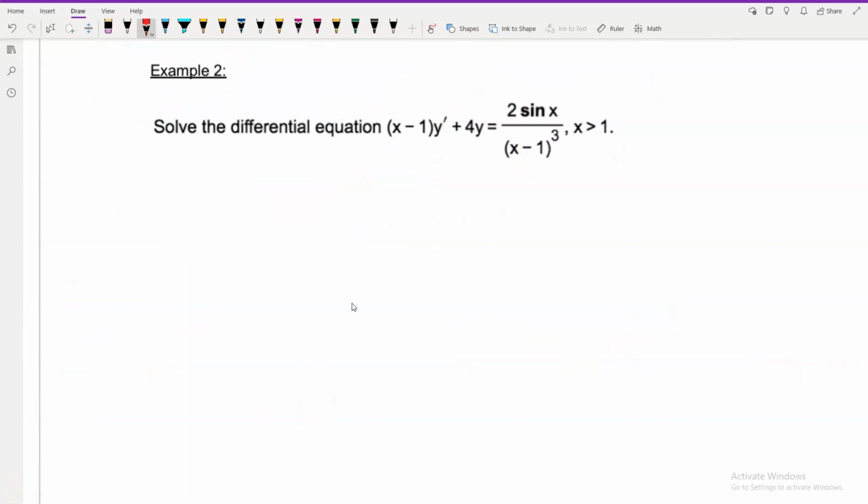Solve the differential equation (x - 1) y' + 4y = 2 sin x divided by (x - 1)^3, where x is greater than 1.